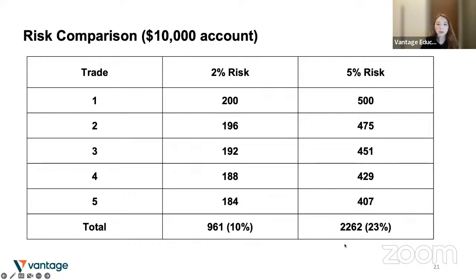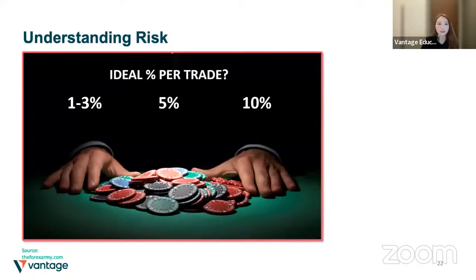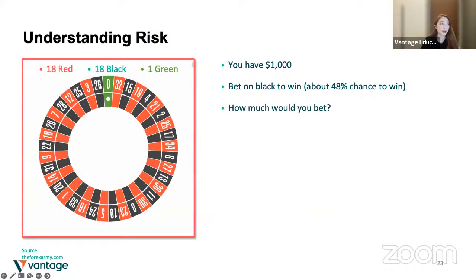And then in total for 5%, you're actually risking 23% if you are making 5 trades. Okay, so what is the ideal percent per trade? Normally we did say that it's 1 to 3%. However, it does depend on what type of trader you are and what kind of experience you have.